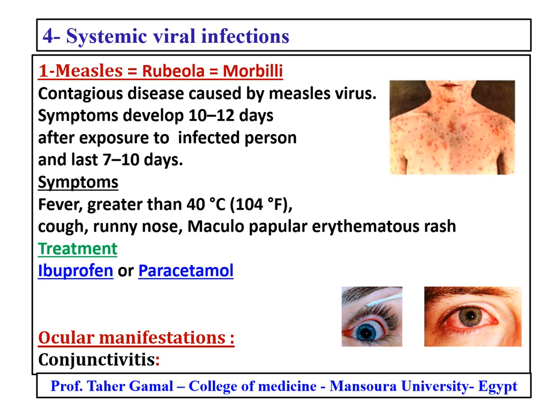The fourth group of our lecture is systemic diseases of infection, which include viral infection, bacterial infection, protozoal infection, fungal infection, and parasitic infestation. The first is systemic viral infection.